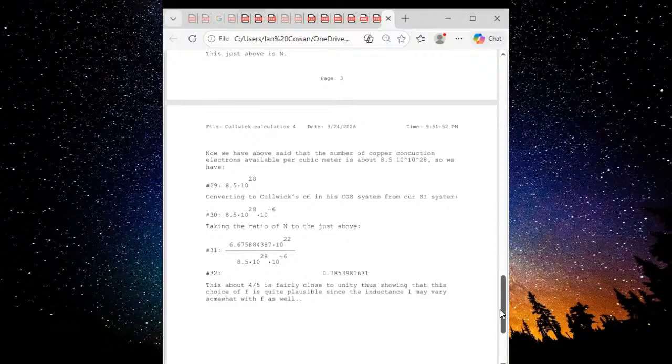0.785, which is about 4/5 of the conduction electrons. Instead of 100%, we have like 80% or 79.5%. But this is acceptable because the drift velocity formula is not all that accurate. The drift velocity isn't really nailed down that well.